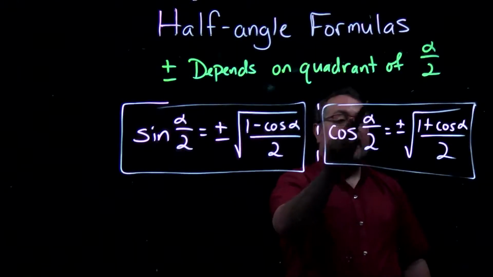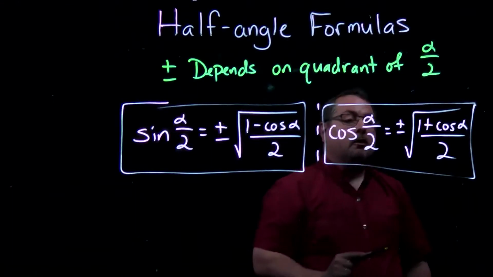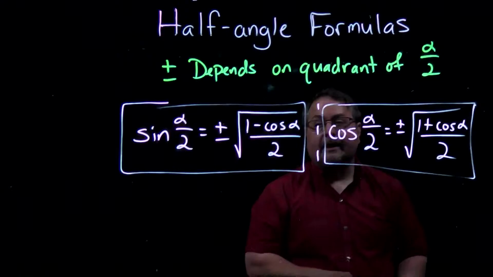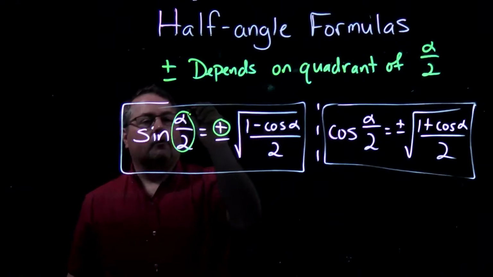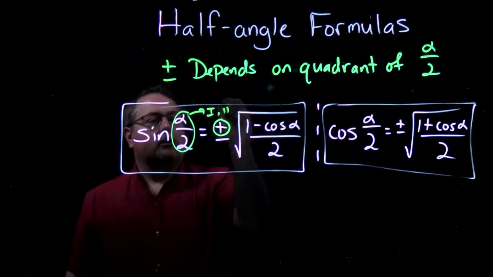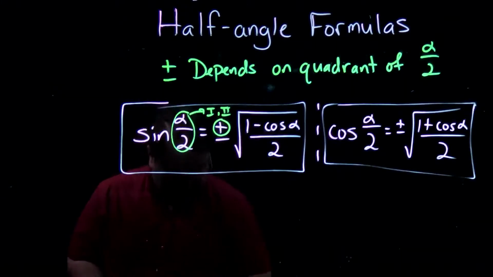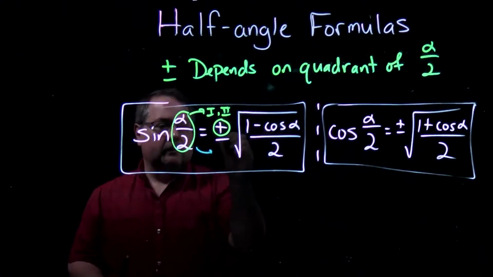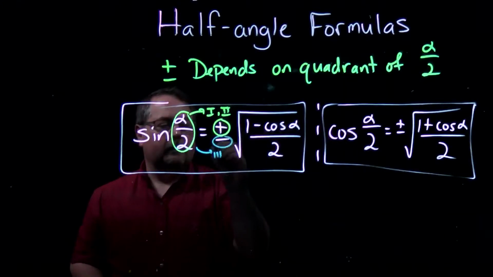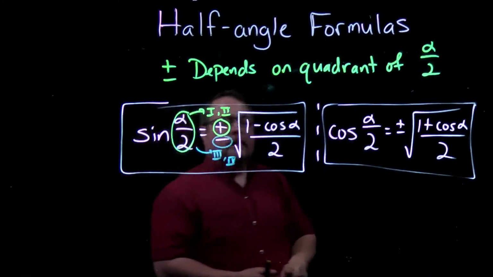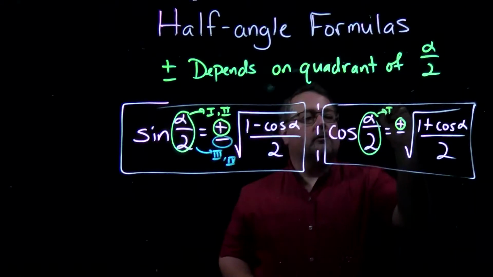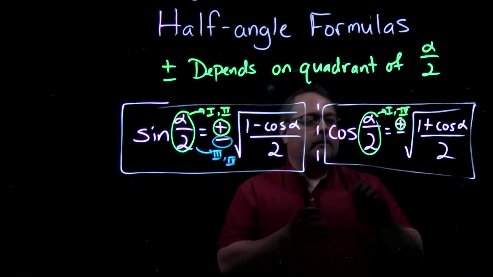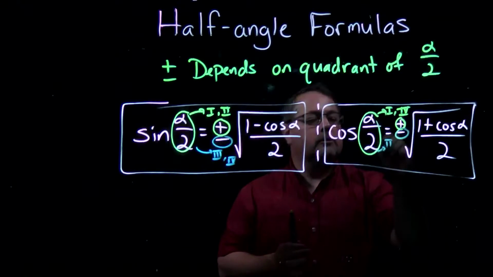For cosine, if alpha over 2 is in the first or fourth quadrant, we're going to take the positive square root. If it's in the second or third quadrant, we're going to take the negative square root. Again, the positive square root for the sine is if alpha over 2 is in quadrants 1 or 2, and we take the negative square root if we're in quadrants 3 or 4. Then for the cosine, we would take the positive square root if we're in quadrants 1 or 4, and we would take the negative square root if we're in quadrants 2 or 3.